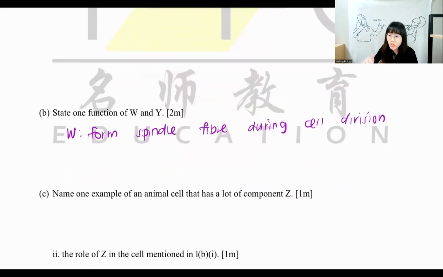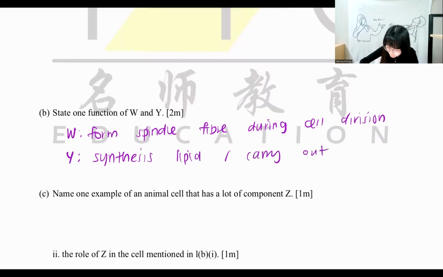Next, we have Y. Y is smooth ER. Smooth ER has 2 functions. You can choose either one to write. What is the function of smooth ER? Synthesize lipid, correct? To carry out detoxification. Both are correct. So you can say synthesize lipid, or you can write carry out detoxification of drugs.